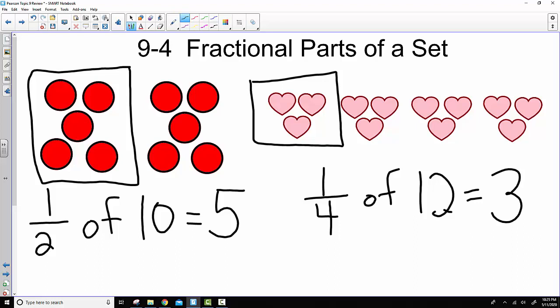So again, you can see that the denominator determines the equal number of parts that will be found in a set. In the first set, the red circles, the denominator is 2. So we looked for 2 equal parts within the red circles. And 1/2 of the 10 equaled 5. In the pink hearts, we were looking for 4 parts. The denominator told us that this set needed to be divided into 4 equal parts. 1/4 of 12 equals 3.